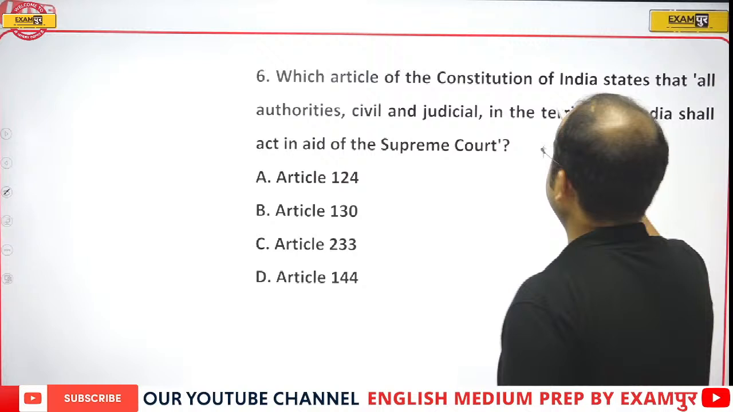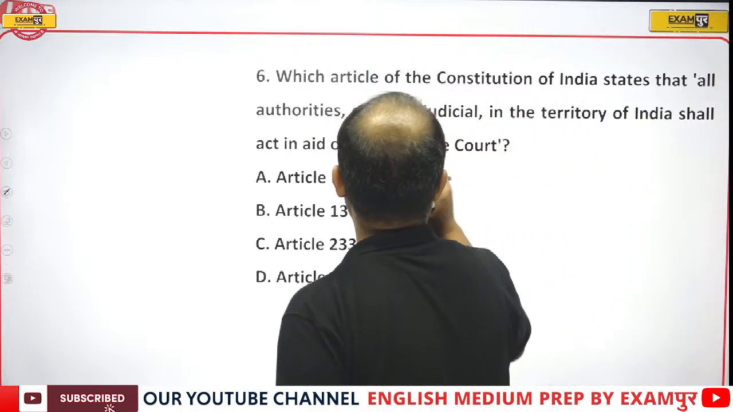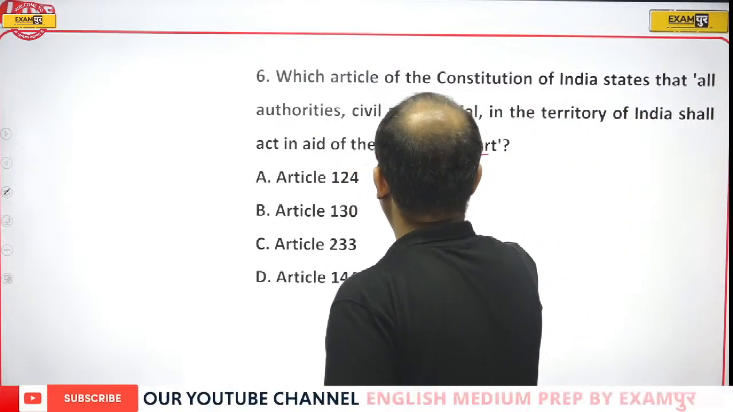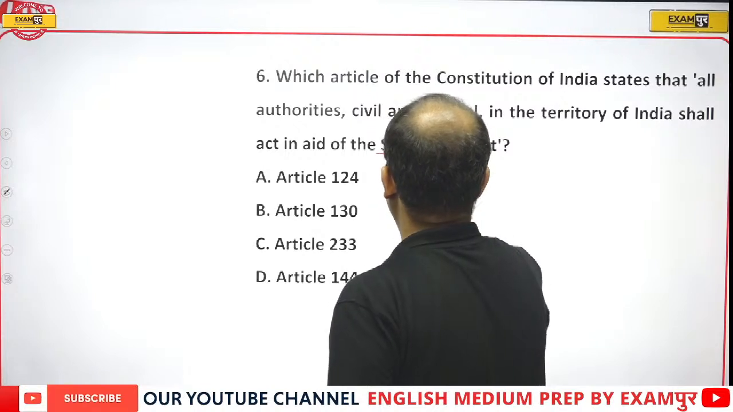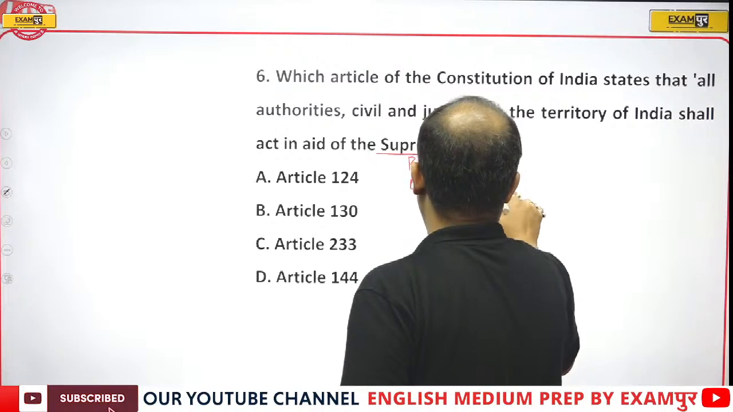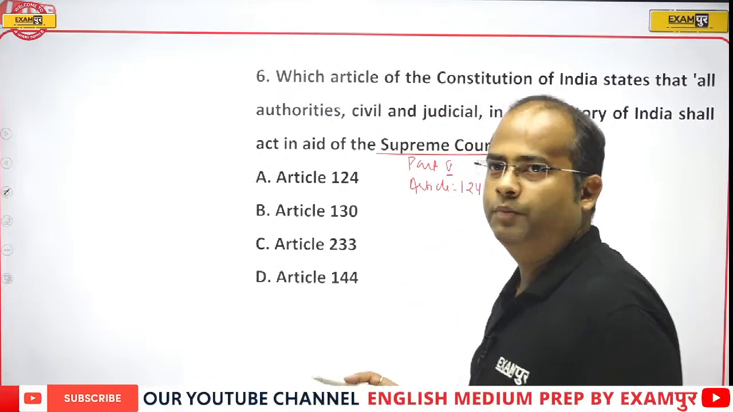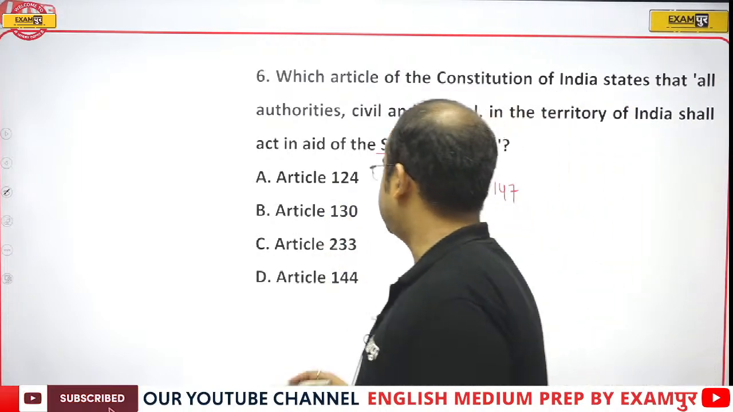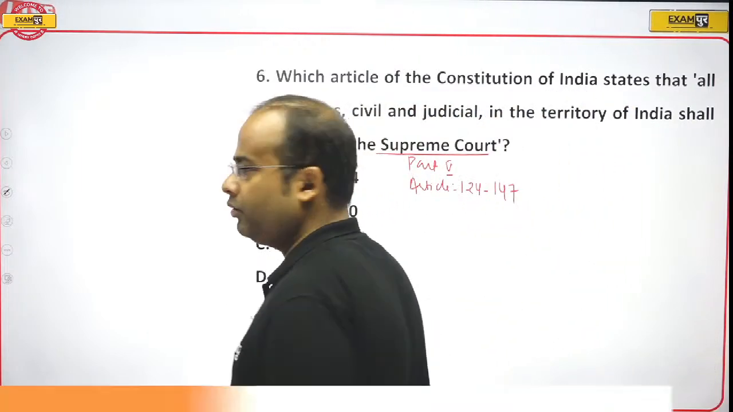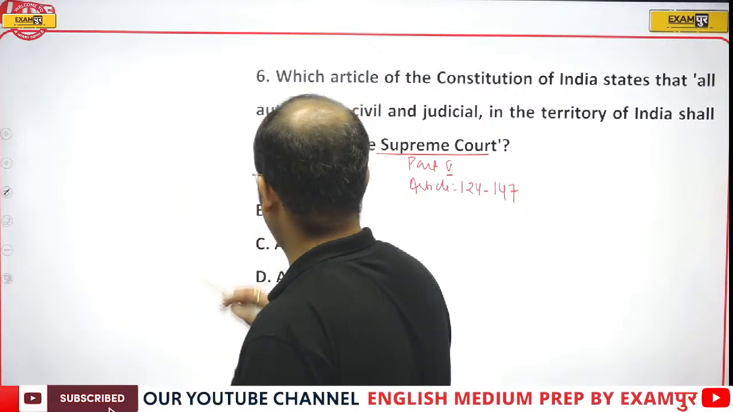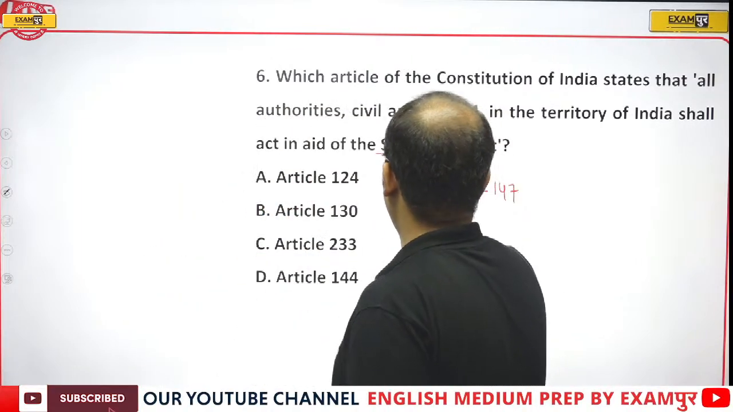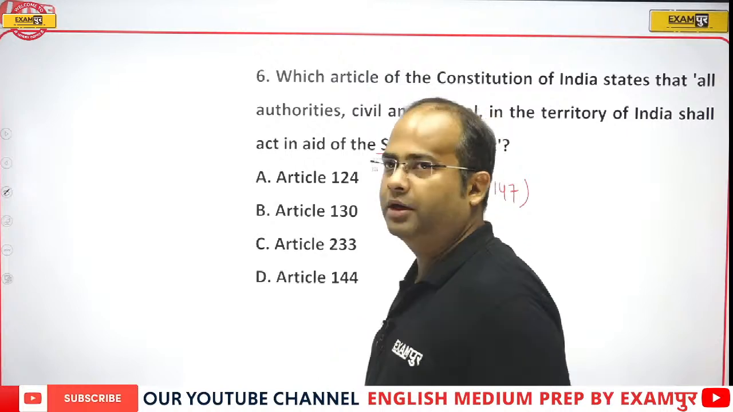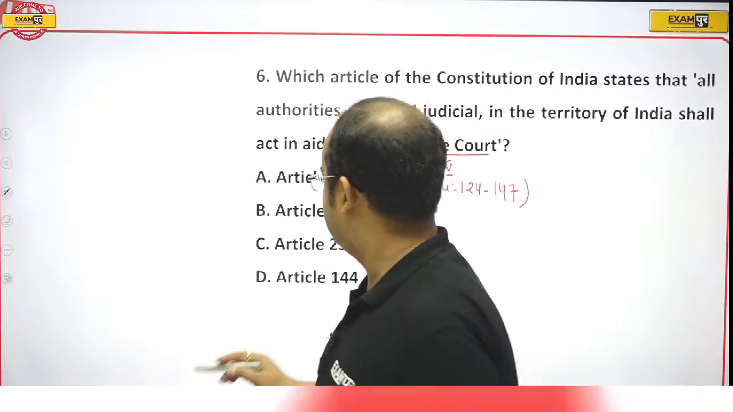First of all guys, it is talking about the Supreme Court. The Supreme Court is in Part 5, articles 124 to 147. So out of these, which is not in the Supreme Court's articles? Article 140, 144, everyone is saying. No, wrong. The Supreme Court articles are 124 to 147. Clear?